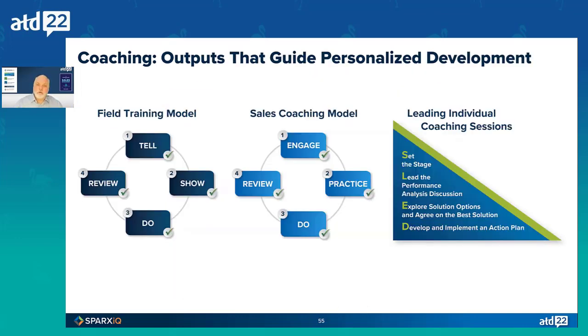So determining the best solution type is very important. When the best solution type is training or coaching, these models are very helpful. A field training model that does tell, show, do, review, or a coaching model that does engage, practice, do, review. Those little green check marks are critical and so often missed. They're simply an understanding check.